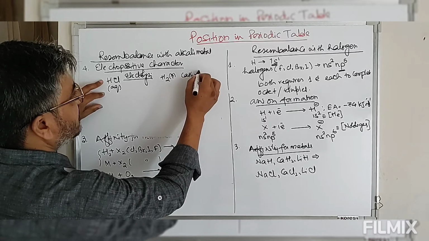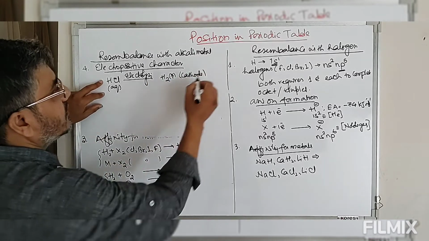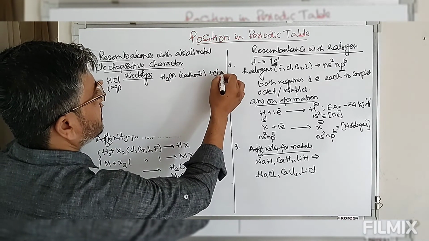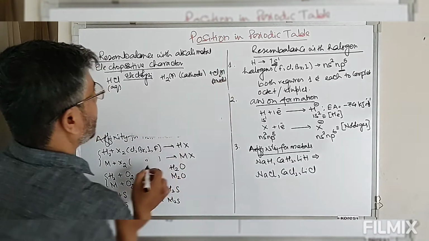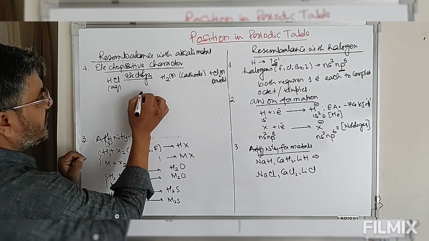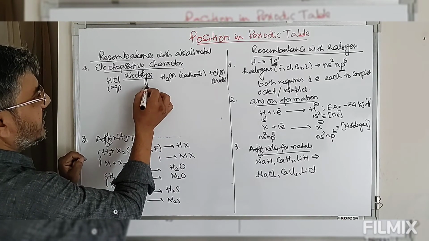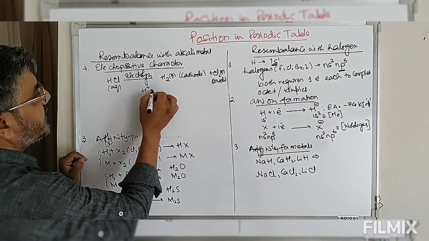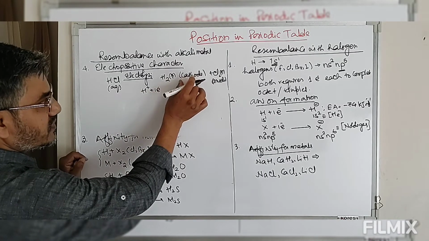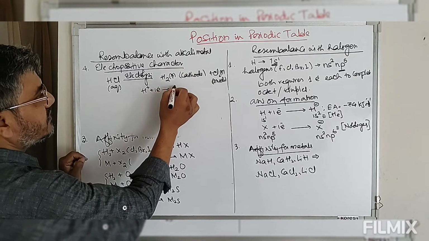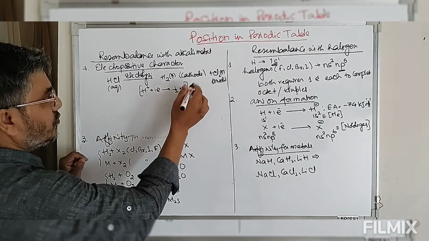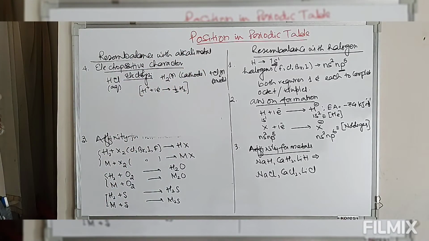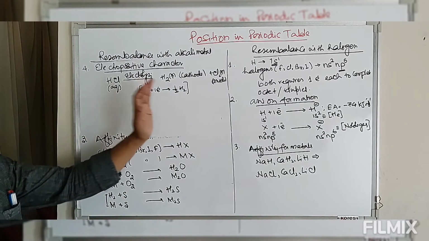This is formed at the cathode, plus we have Cl gas at the anode. Now at the cathode we have reduction. So what is happening is that the H plus ion takes up an electron, because the cathode is where the reduction reaction takes place. So this gives you hydrogen gas. So the reduced product is formed at the cathode, which means we have a reduction reaction.